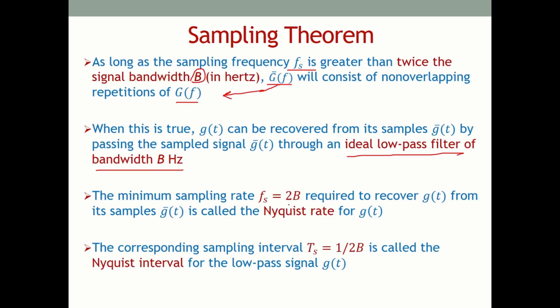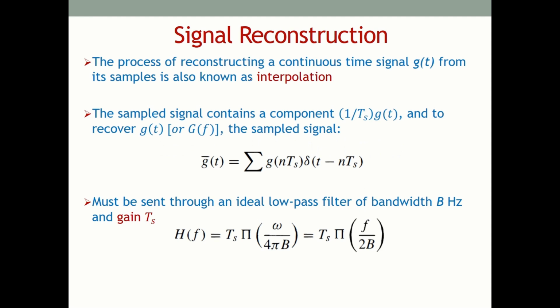So this sampling rate of at least 2B, twice the maximum frequency, is called the Nyquist rate, and the distance between two samples in time is called the Nyquist interval for this low pass signal g(t). So we now discuss the signal reconstruction process. The reconstruction is also called interpolation, because when we have different samples, we combine them, and the region between the samples is interpolated, right?